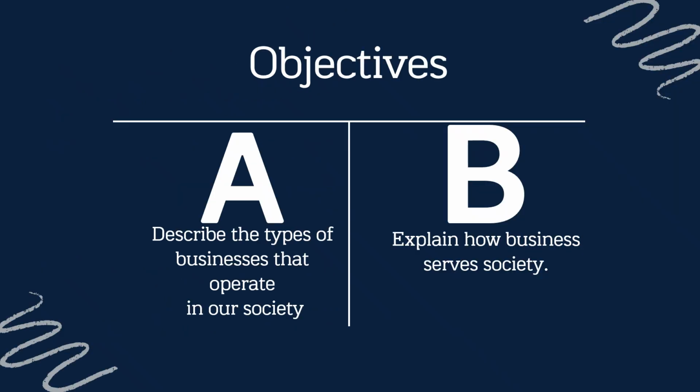We have two objectives in this lesson: to describe the types of businesses that operate in our society and explain how business serves society.